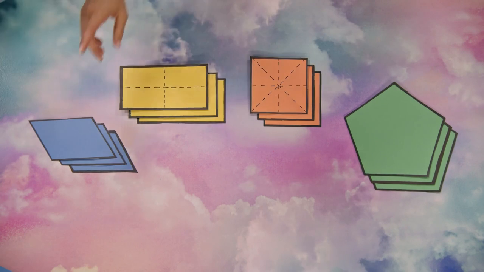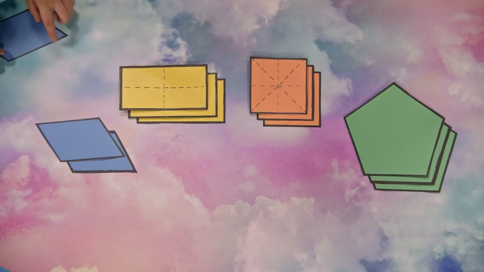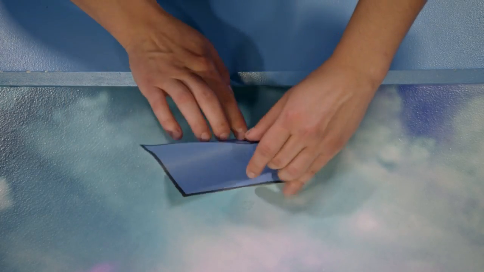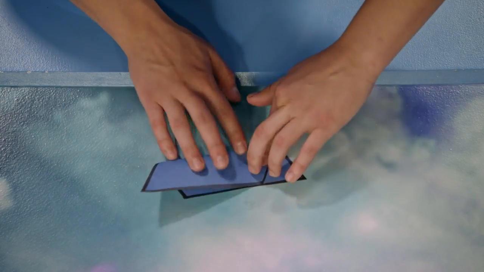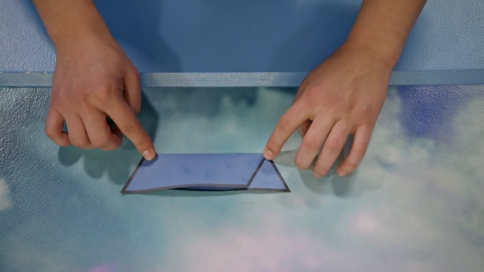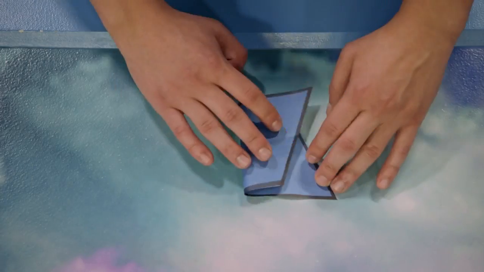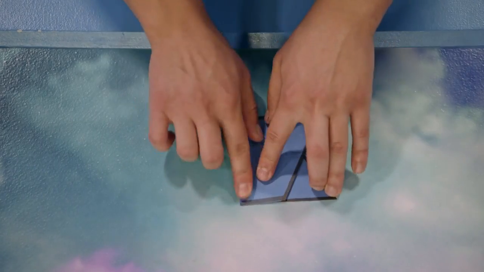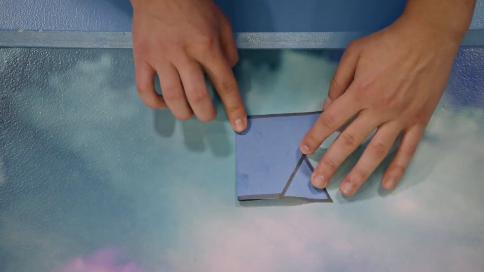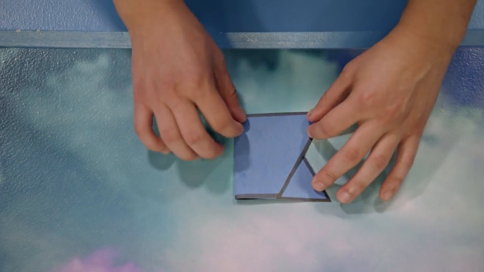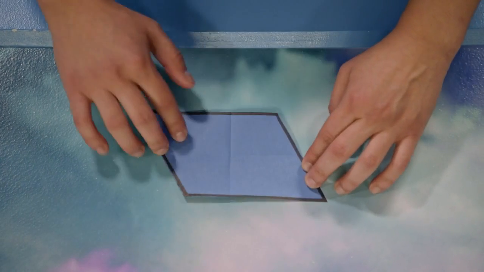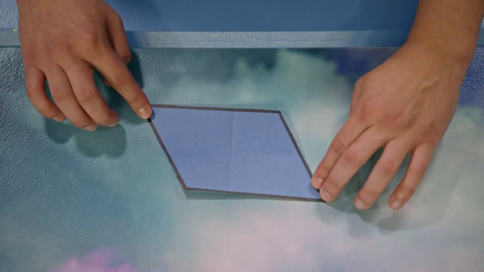Now try it out with this parallelogram. I'm going to fold it top to bottom. Weird, the sides don't match. So that's not a line of symmetry. Try folding it side to side. The sides don't match this way either. Wow, so this parallelogram doesn't have any lines of symmetry. That's correct. Not all parallelograms have symmetry.